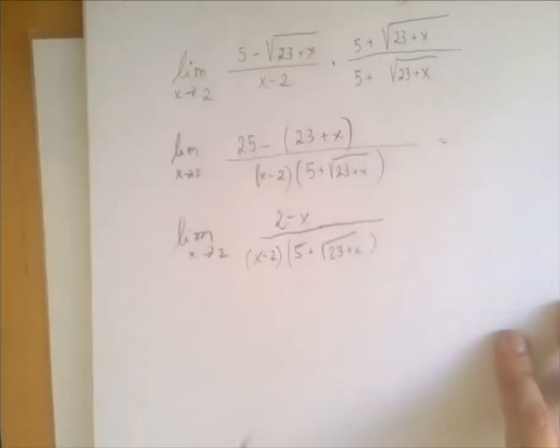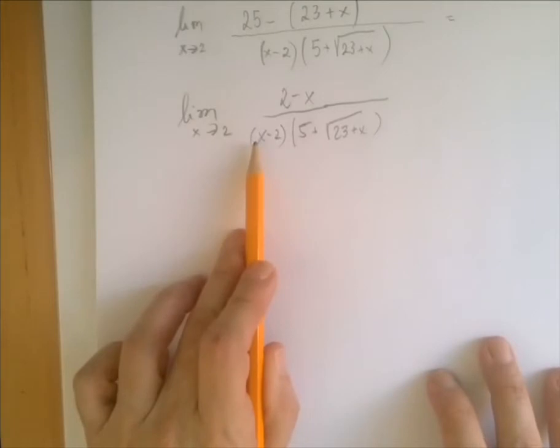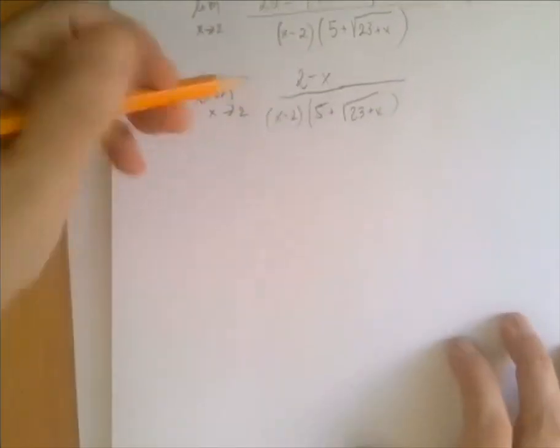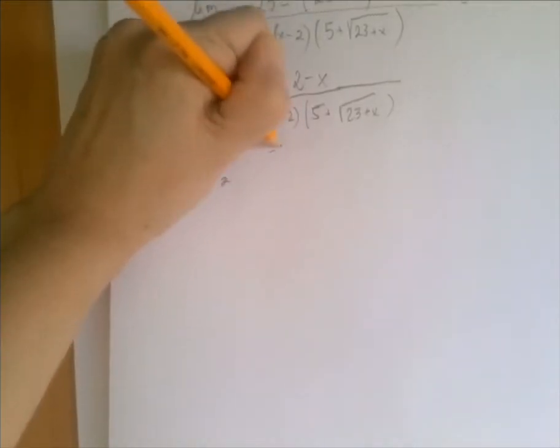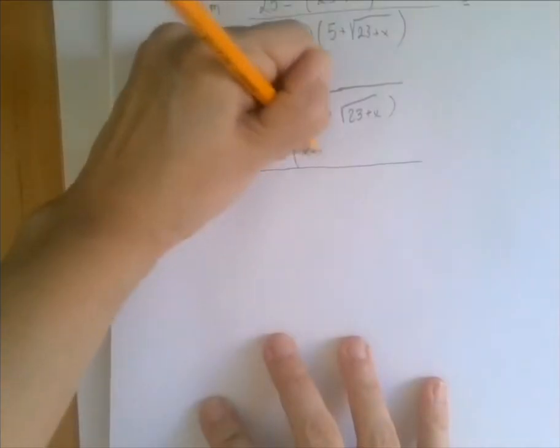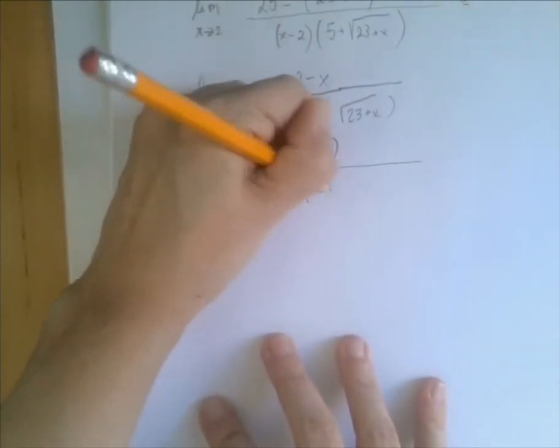There is cancellation, it's just that they are opposites. So I'm going to factor out negative 1 from the numerator. Limit as x approaches 2 of negative 1 times x minus 2 over x minus 2 times 5 plus square root of 23 plus x.